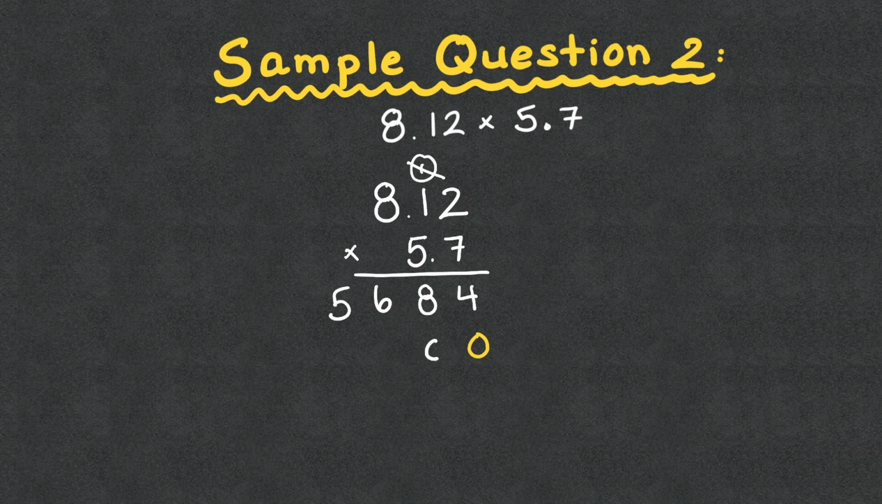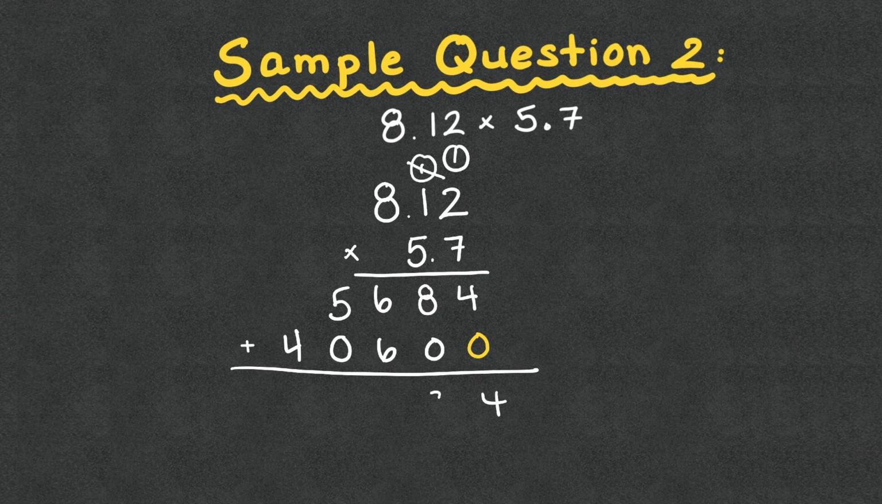5 times 2 is 10. Drop the 0, carry the 1. 5 times 1 is 5, plus 1 is 6. And then 5 times 8 is 40. So I now get to add them together. That is 4, 8, that's 12, 6, 4.